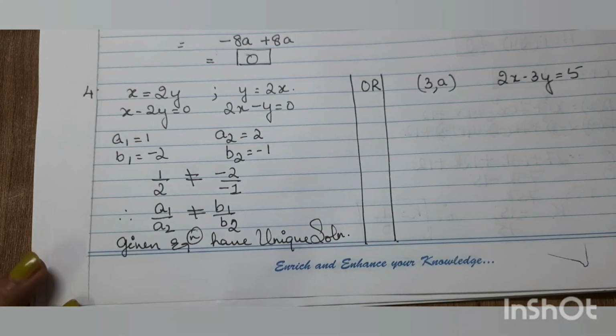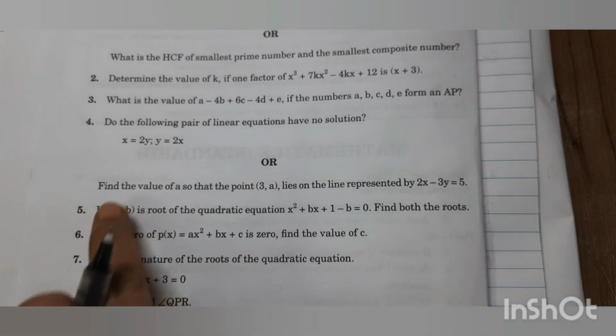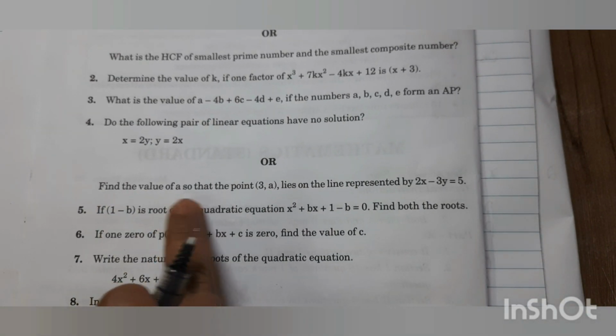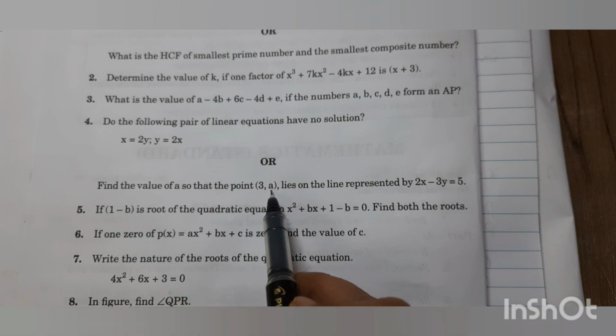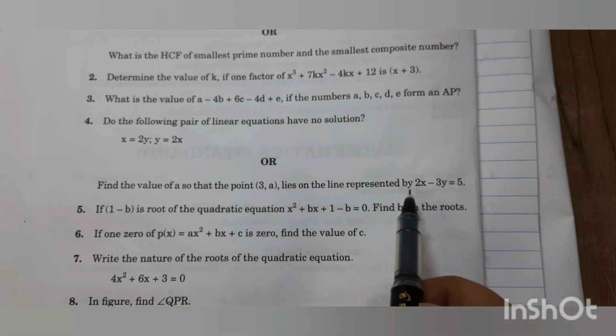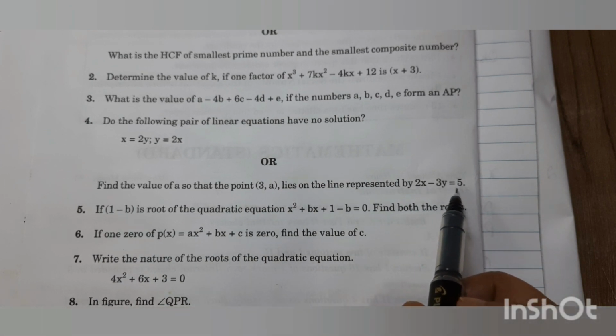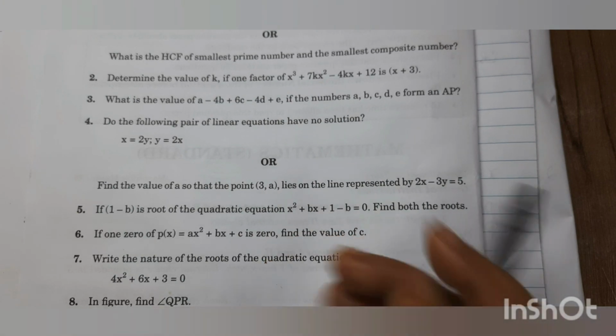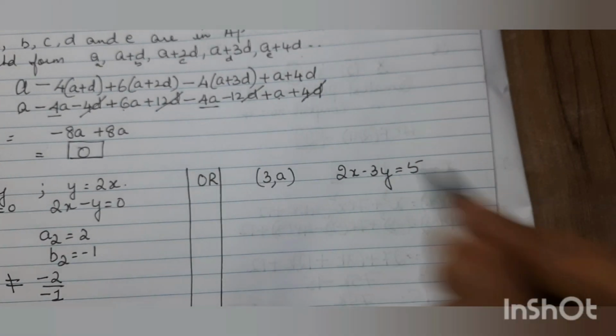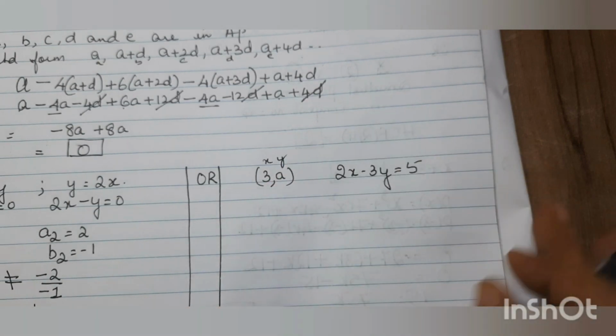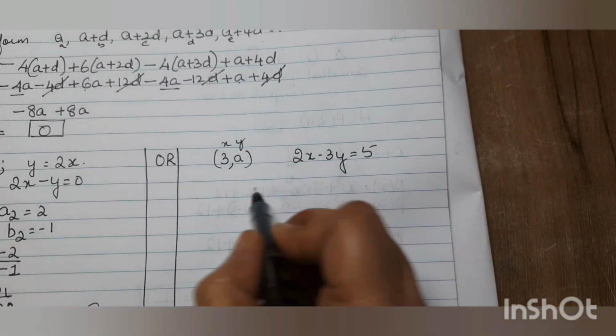For this question, internal choice is given. Find the values of a so that (3, a) lies on the line represented by 2x minus 3y equal to 5. This will be the x and this will be the y coordinate. So here this is x and y. We will substitute this in this equation.